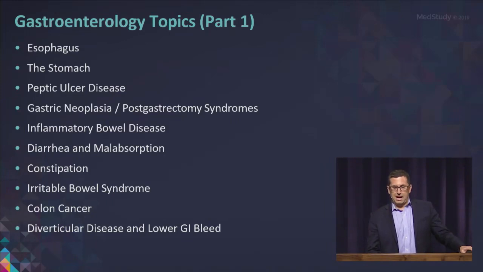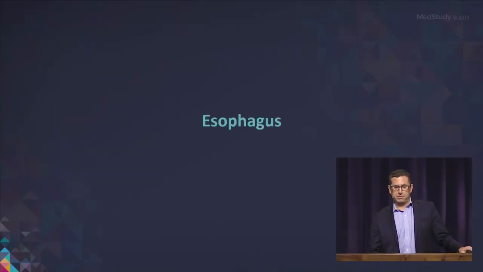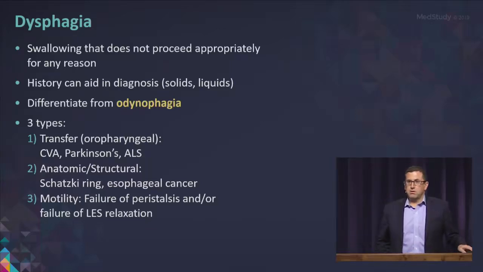So this is just the outline. We don't really need to go through this except to say that we're going to do luminal GI first, and then we're going to end with liver. Let's get going with the esophagus. So let's start off with dysphagia.